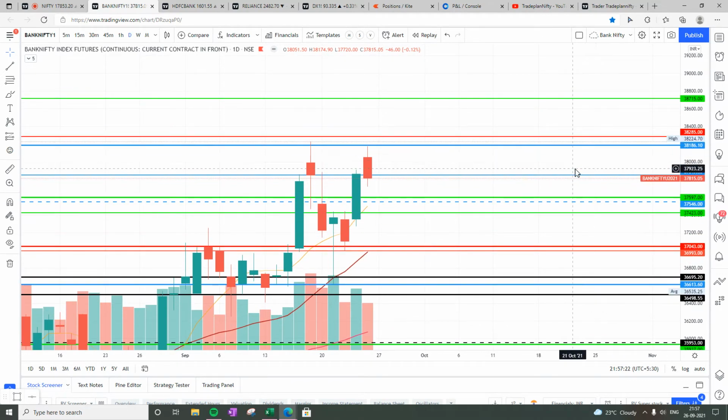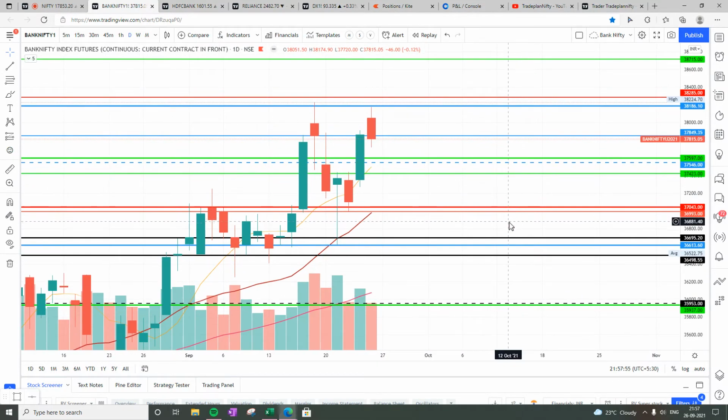uptrend, with a very good resistance now at 38,300 and very good support at 36,500. In between, it will have a very good support at 37,400, which is the 8 bar as well as closer to the weekly pivot. And after 37,423, the next support will come at 36,700, which is the 20 bar moving average as well as a combination of monthly L3 or monthly H4 and a weekly L4. And after that, the next support is at 36,500.